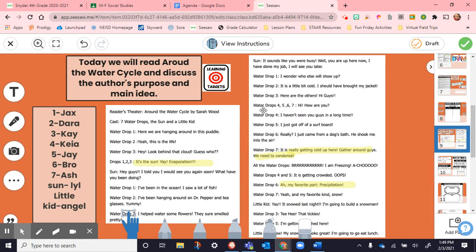Well, this was a play where we had all of these little water droplets. There were 7 water drops. It kind of takes us through the story of different ones having different experiences, but it's showing the water cycle and giving it from the perspective of the water droplets. And the sun has a part and so on. So it's showing how water travels.